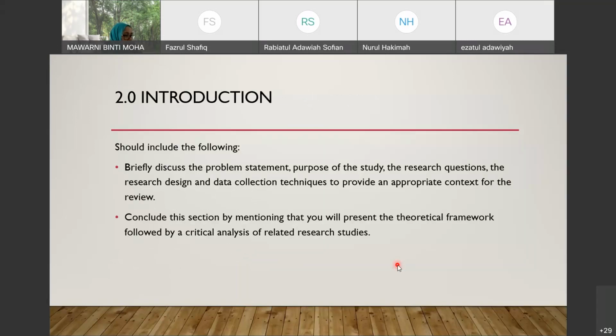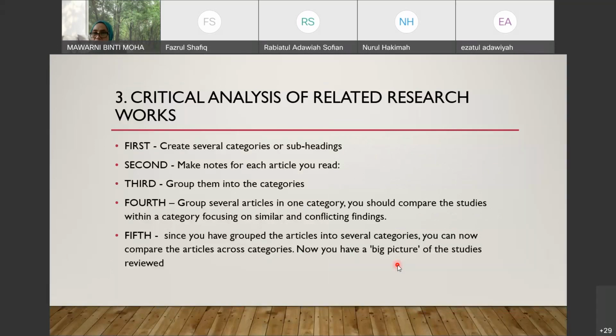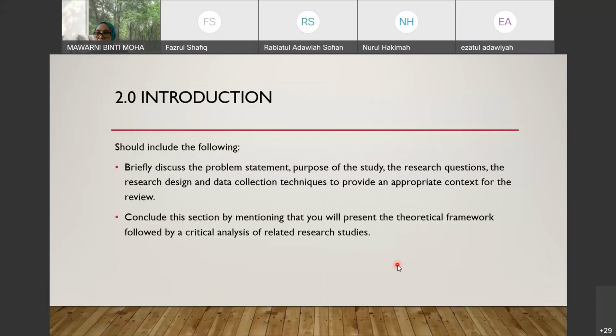Okay, since we know that literature review here, so Nur Hakimah asked me a question: can I say that the literature review is an extended version of the statement of the problem? Since I have already mentioned a few of the research articles in the statement of the problem.